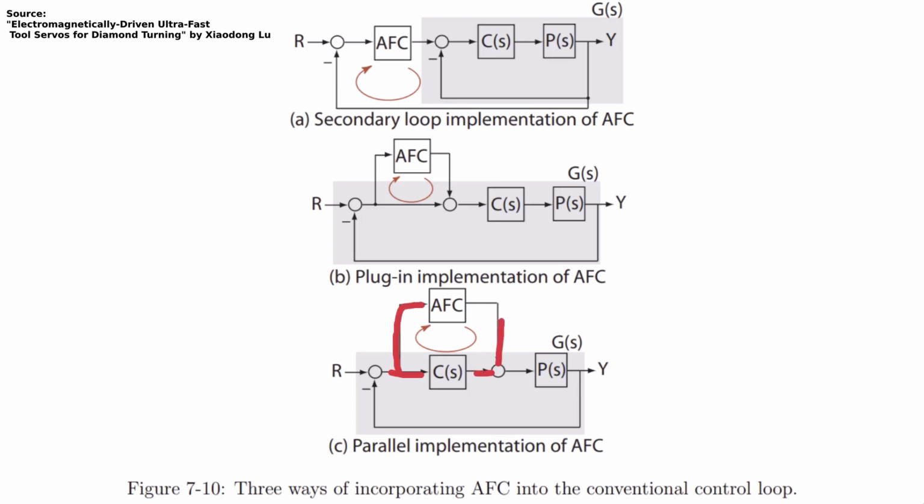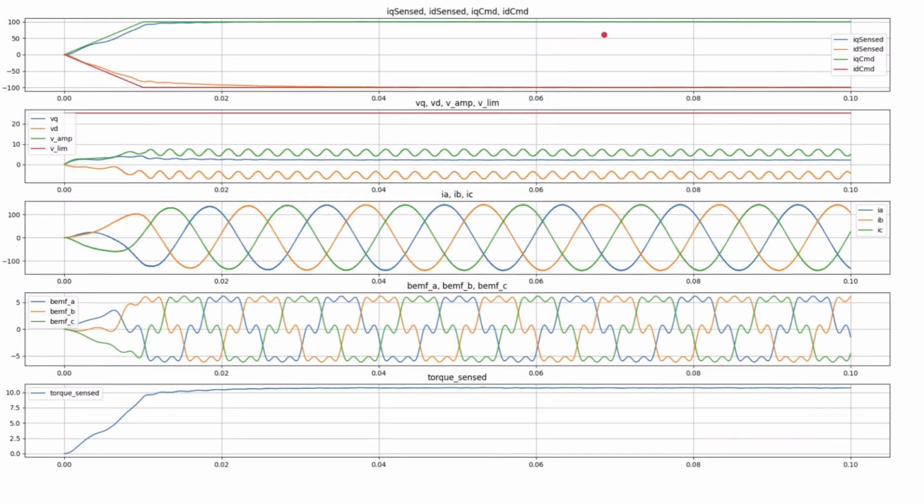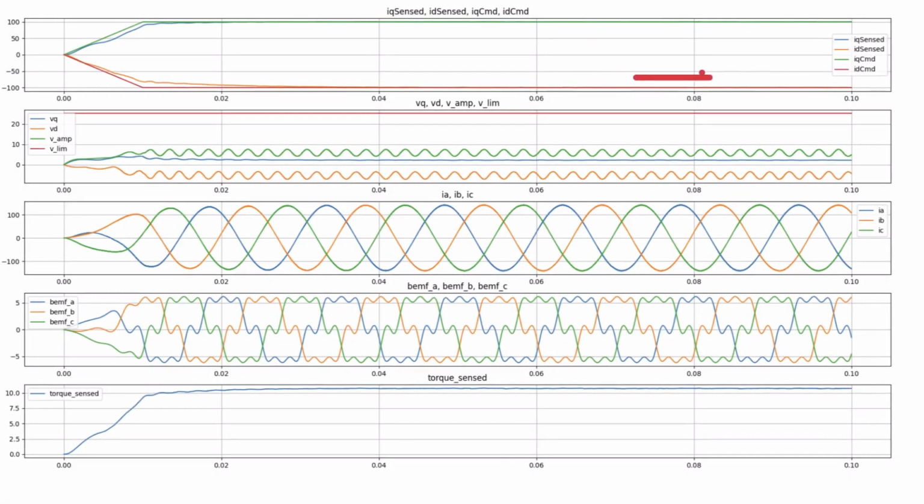So in our case, the AFC's input will be the current error, and its outputs will be added to the PI controller's outputs, which are the D and Q voltages. Let's run the simulation again with the AFC algorithm this time. Alright, the D and Q currents return to be DC values. The phase currents look sinusoidal again.